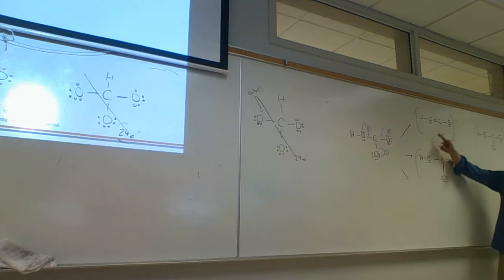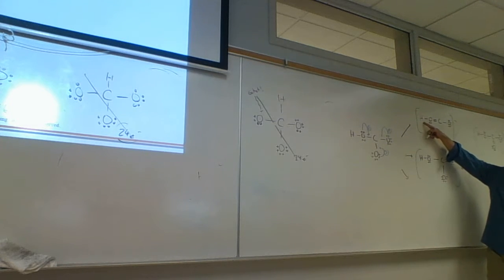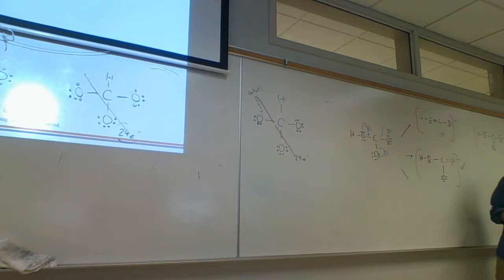And so looking at this structure, what are the formal charges? The formal charge on H: how many electrons does it have in this structure? 1. Well, it gave 1, so it broke even. Formal charge is 0. This oxygen, how many electrons does that oxygen have in this structure?